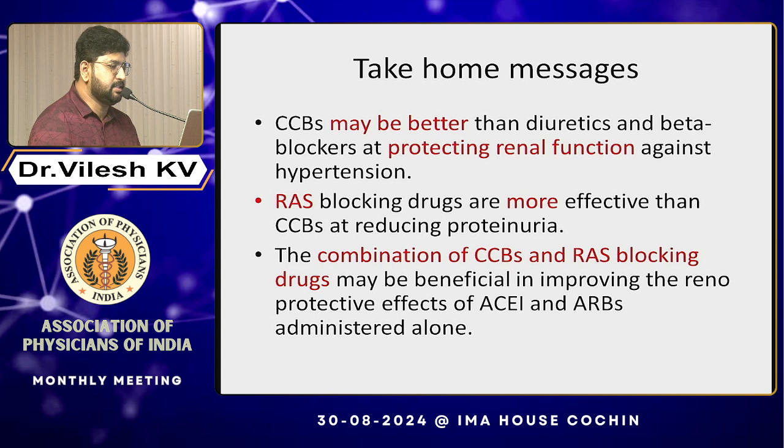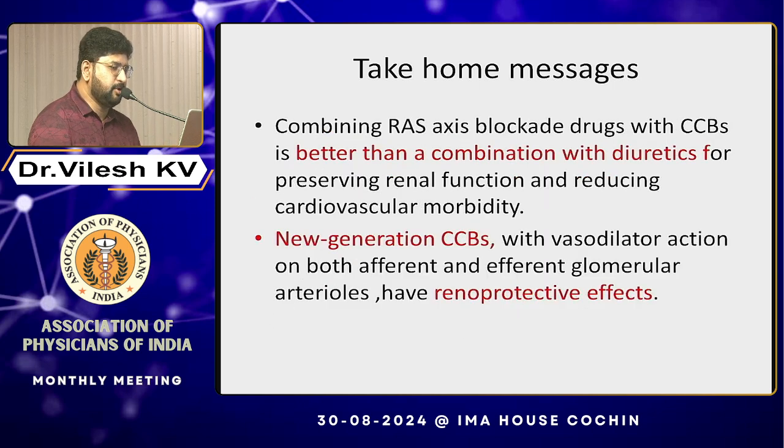So coming to the end of the talk, the take-home messages: calcium channel blockers, diuretics and beta blockers are protecting renal function. RAS blockers are the best and more effective than calcium channel blockers at reducing proteinuria. But the combination of calcium channel blockers and RAS blocking drugs is beneficial and more renoprotective than ARB administered alone. Combining RAS blockade drugs with CCB is better than a combination with diuretics for preserving renal function and reducing cardiovascular morbidity, though addition of diuretics will be required.